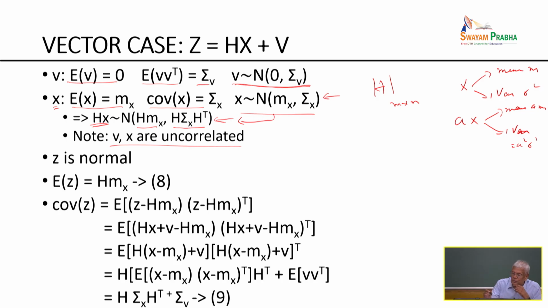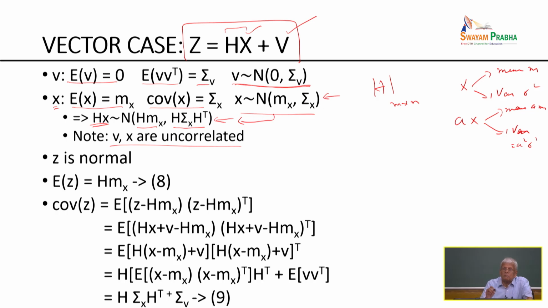So Z is equal to... I'm going to look for Z now. So what is it that we have now shown? We know the distribution of V, we know the distribution of X, we know the distribution of H of X. X and V are uncorrelated. So the sum of Gaussians is Gaussian.